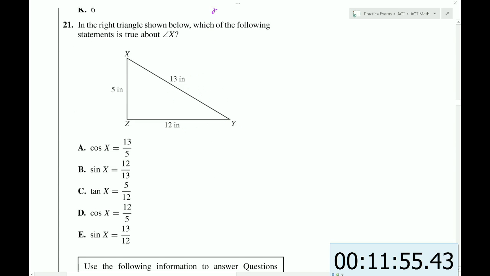In the right triangle shown below, which of the following statements is true about angle x? Alright, so we know that its tangent is going to be opposite over adjacent. So the tangent is going to be 12 over 5. Is that a choice? No. What's the sine going to be? The sine is going to be opposite over hypotenuse. The sine is going to be 12 over 13. Is that a choice? Yes.